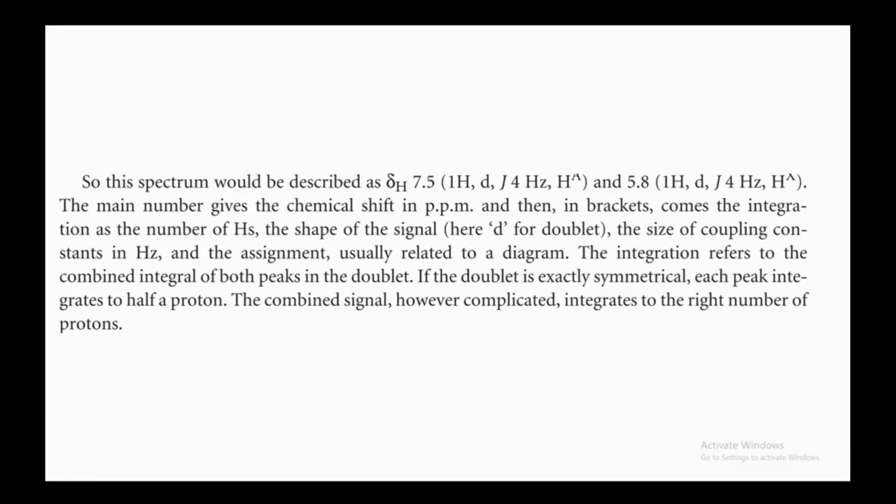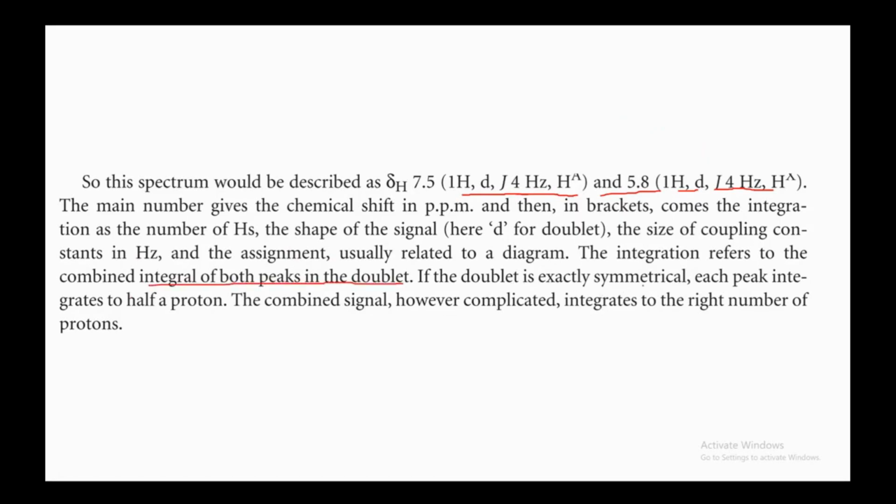So this spectrum would be described as: chemical shift at 7.5 ppm, 1 proton doublet, J 4 Hz, HA, and 5.8, 1 proton doublet, J 4 Hz, HX. The main number gives the chemical shift in ppm, and then in brackets comes the integration as the number of Hs, the shape of the signal, here D for doublet, the size of the coupling constants in Hz, and the assignment, usually related to a diagram. The integration refers to the combined integral of both peaks in the doublet.